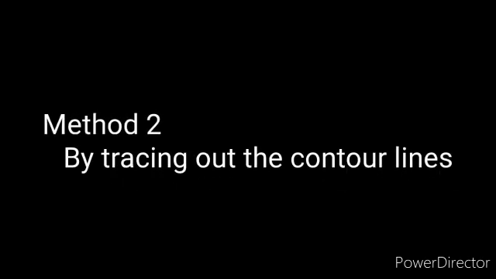Join these points by smooth curves. Thus we get the shape of the landform represented by the contour lines. Method 2: by tracing out the contour lines.